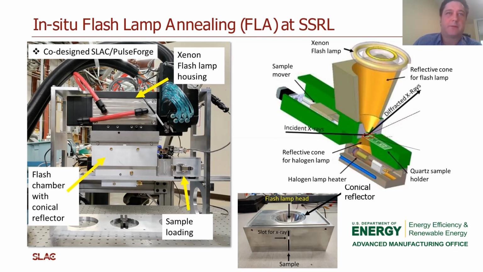A schematic image of the reflective cone, which concentrates light onto the sample, as well as the sample mover and quartz sample holder, is shown on the right. The sample stage also includes a halogen lamp for preheating. Exit and entrance slit slots for X-rays are also machined into the chamber.